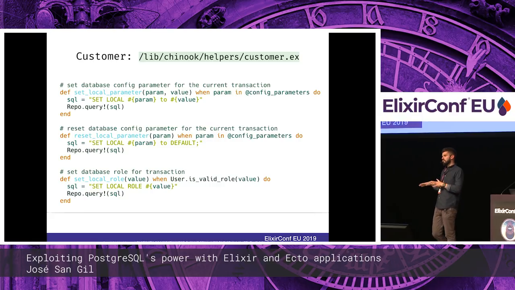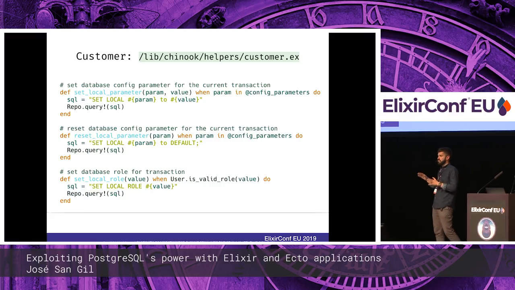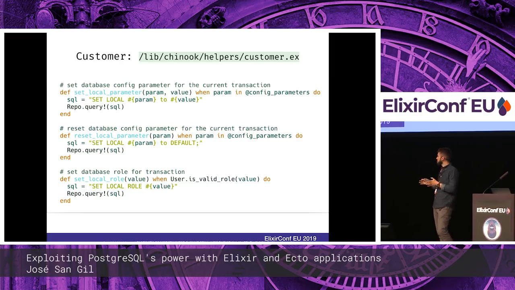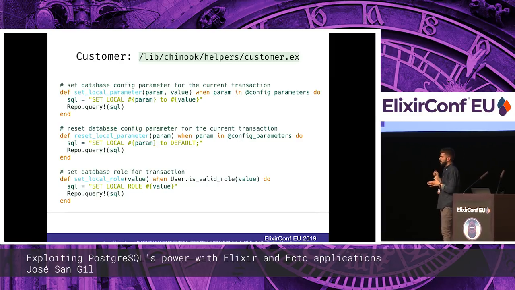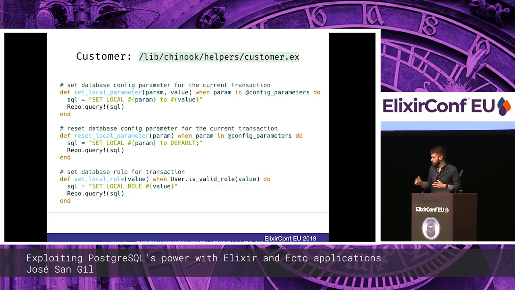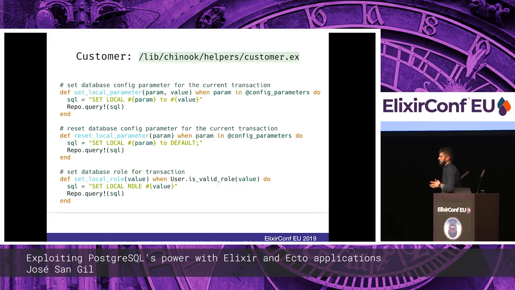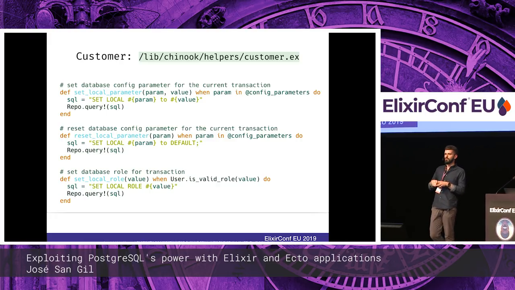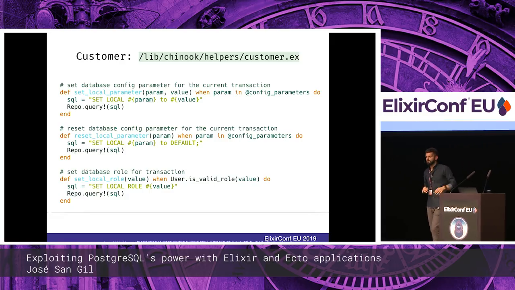Postgres allows you to do two different things. Either you change the value of that configuration parameter for the given session, or you change the value of the configuration parameter inside a transaction. And that's what we're actually going to do here. At the first function, set local parameter, we are using this command, which is SET LOCAL configuration parameter equal value.